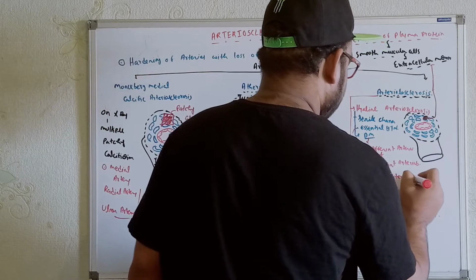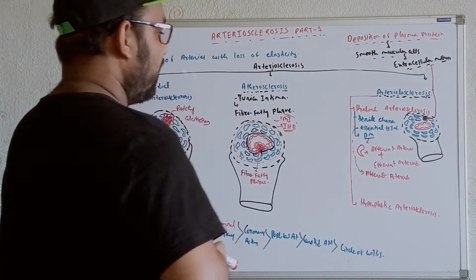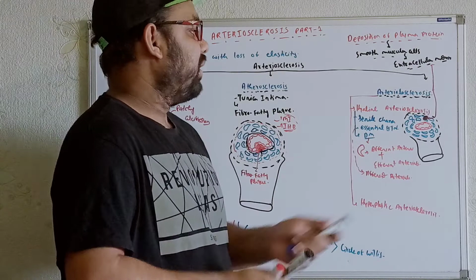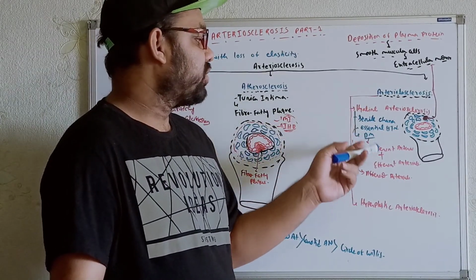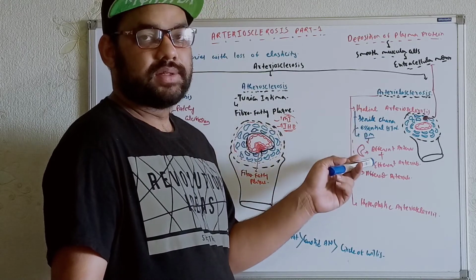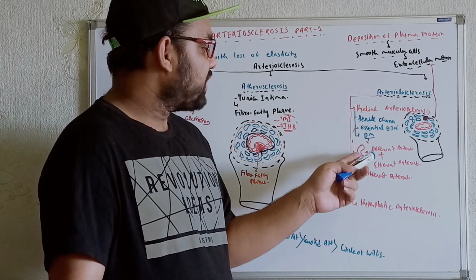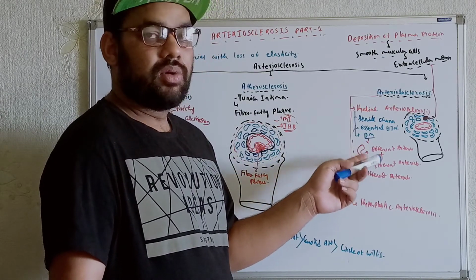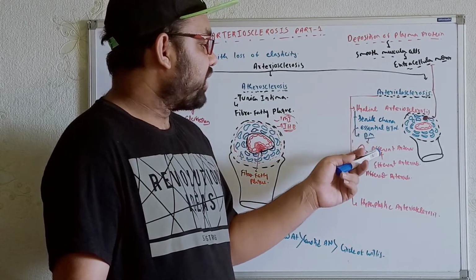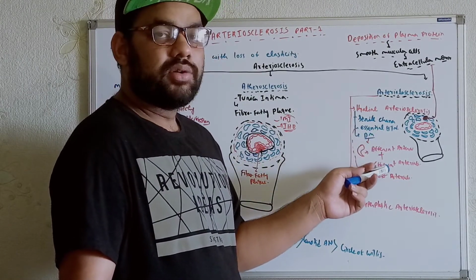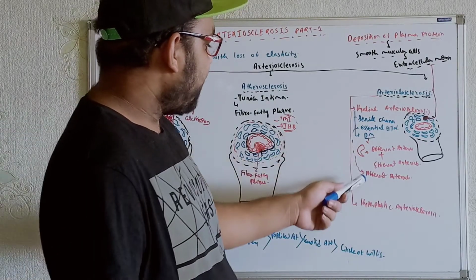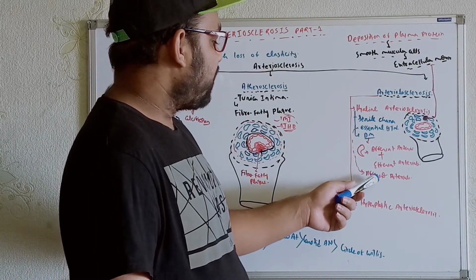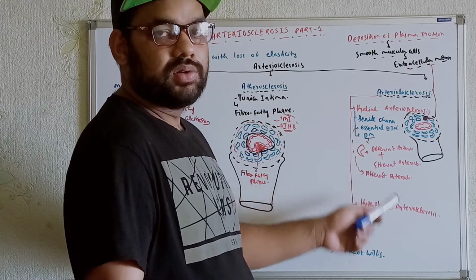What I am saying, I will repeat once again. When we are talking about the development of arteriosclerosis in diabetes mellitus patients, in the kidney we will get arteriosclerosis in the afferent arterioles and also the efferent arterioles. But in essential hypertension, we will get the involvement only in the afferent arterioles.